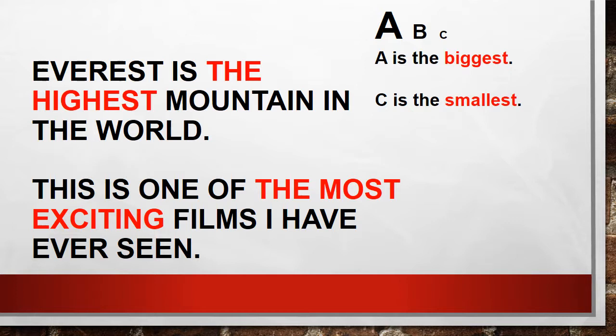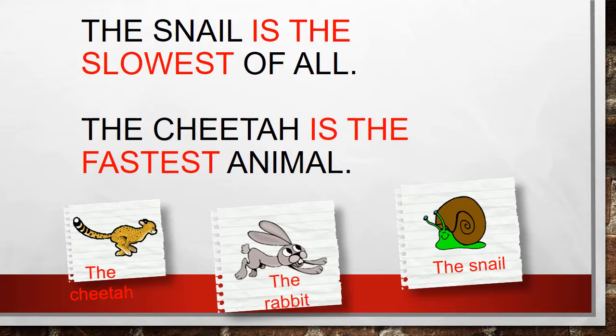Look at the pictures here, A, B, and C. A is the biggest, and C is the smallest. Everest is the highest mountain in the world. This is one of the most exciting films I have ever seen. We have the cheetah, the rabbit, and the snail. Which one is the slowest? The snail is the slowest of all. And the cheetah is the fastest animal.